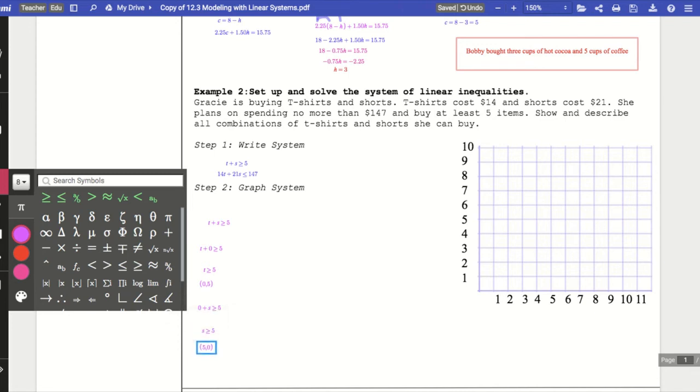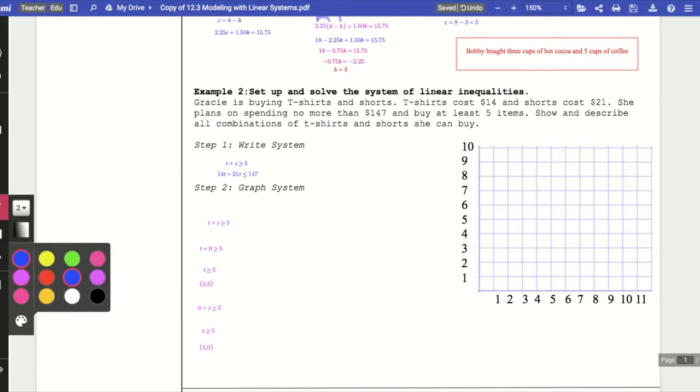So now I have two points that I can graph. I have my intercepts for this particular equation. I'm going to go ahead and do that using the same colors. So I know that the first equation, t plus s is bigger than or equal to 5, has an intercept at 5.